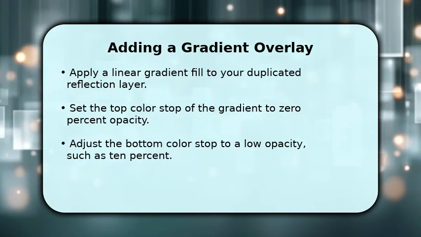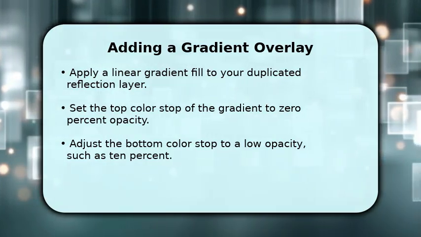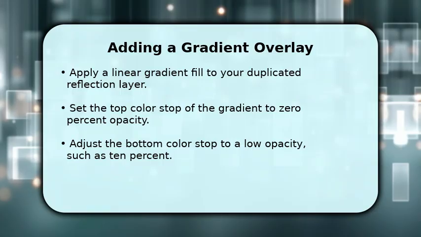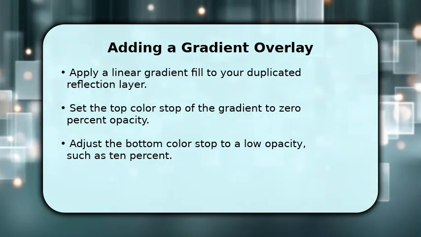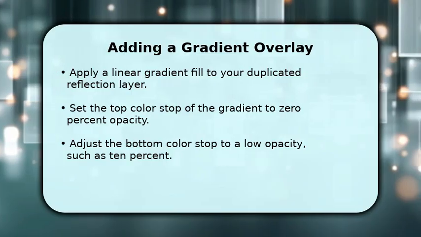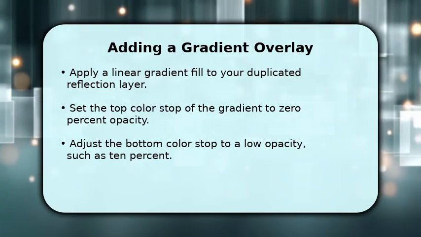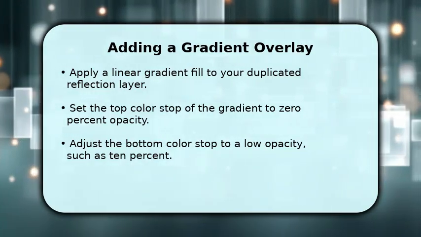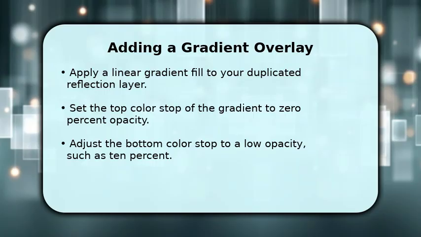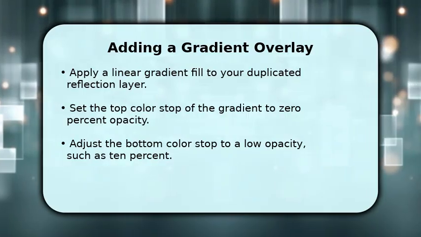Now, let's add a realistic fade to our reflection. Select the flipped object and apply a linear gradient fill. For the top color stop of this gradient, set its opacity to 0%, making it completely transparent. Then, for the bottom color stop, reduce its opacity to a subtle value, perhaps 10%. This creates a smooth, natural transition, mimicking how reflections gradually disappear, adding depth and realism to your design.